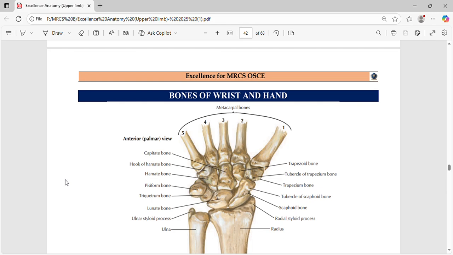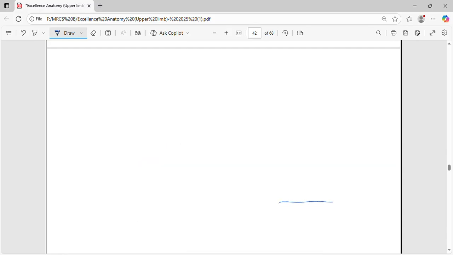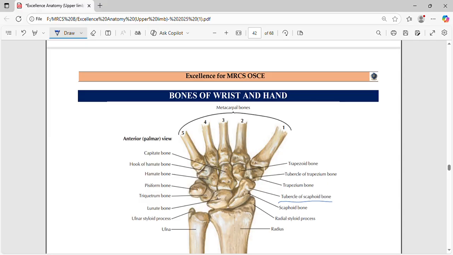We can see the radial distal end and the ulnar distal end, with the ulnar styloid on the medial side and the radial styloid on the lateralmost side. If you look at the wrist joint, it is formed mainly by the tubercle. This is the scaphoid bone, and here we have the lunate bone.